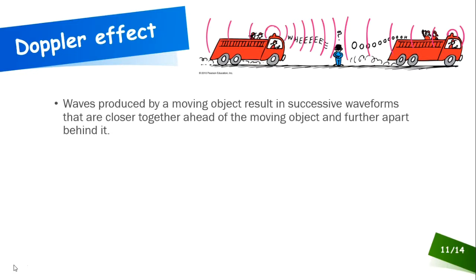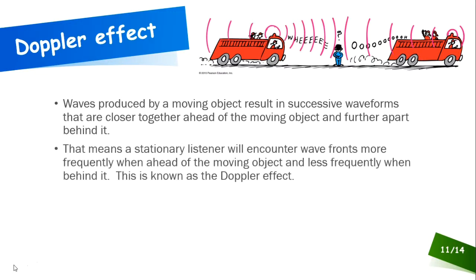This brings us to what's known as the Doppler effect. So if you've got waves that are being generated by a moving object, then what you're going to get are waveforms that are closer together ahead of the object and farther apart behind the object. So if you imagine somebody who's actually stationary, not moving, and you're receiving the waveforms that are being picked up, and this is most noticeable with sound waves, you're going to get more wave fronts ahead of the moving object, and you're going to get less of them behind the object. This is what's known as the Doppler effect.